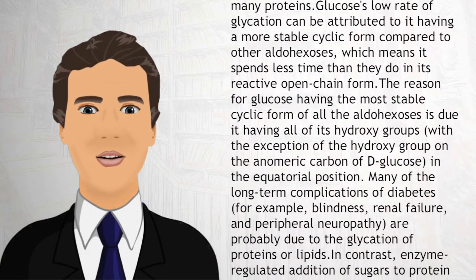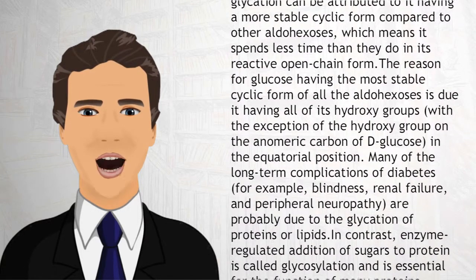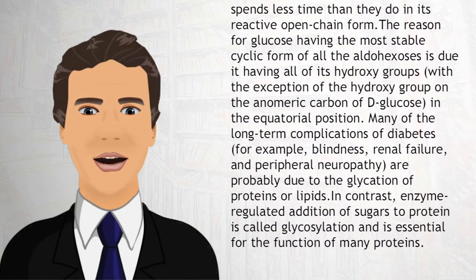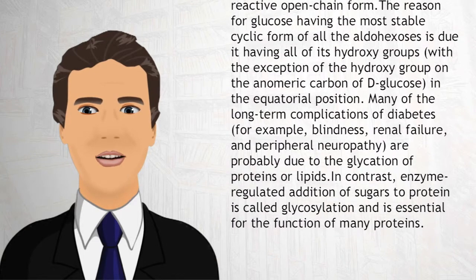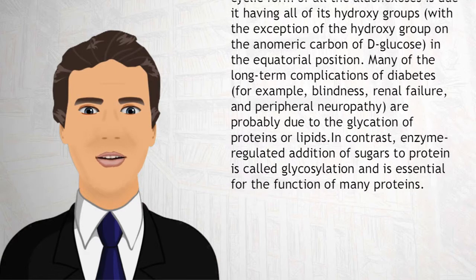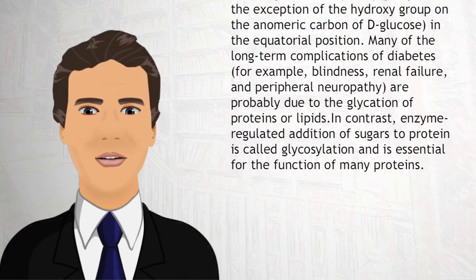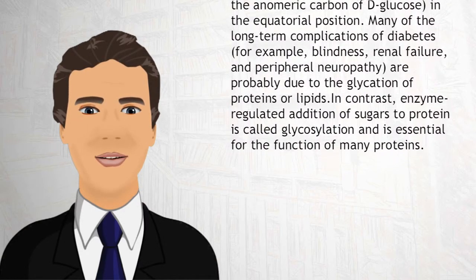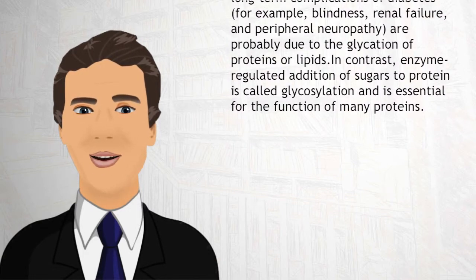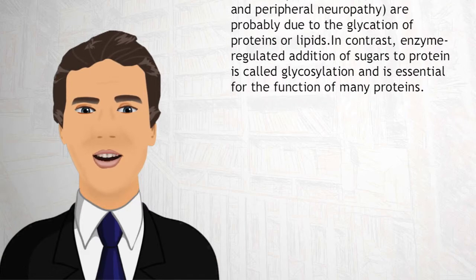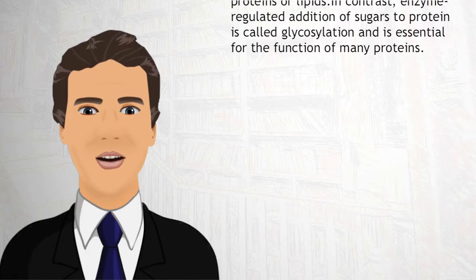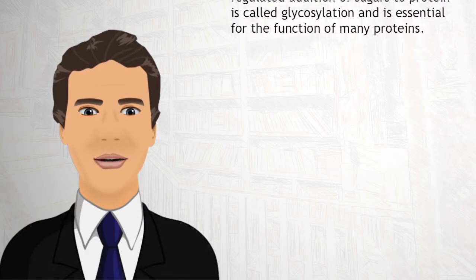The reason for glucose having the most stable cyclic form of all the aldehexoses is due to it having all of its hydroxy groups, with the exception of the hydroxy group on the anomeric carbon of D-glucose, in the equatorial position. Many of the long-term complications of diabetes, for example, blindness, renal failure, and peripheral neuropathy, are probably due to the glycation of proteins or lipids. In contrast, enzyme-regulated addition of sugars to protein is called glycosylation and is essential for the function of many proteins.